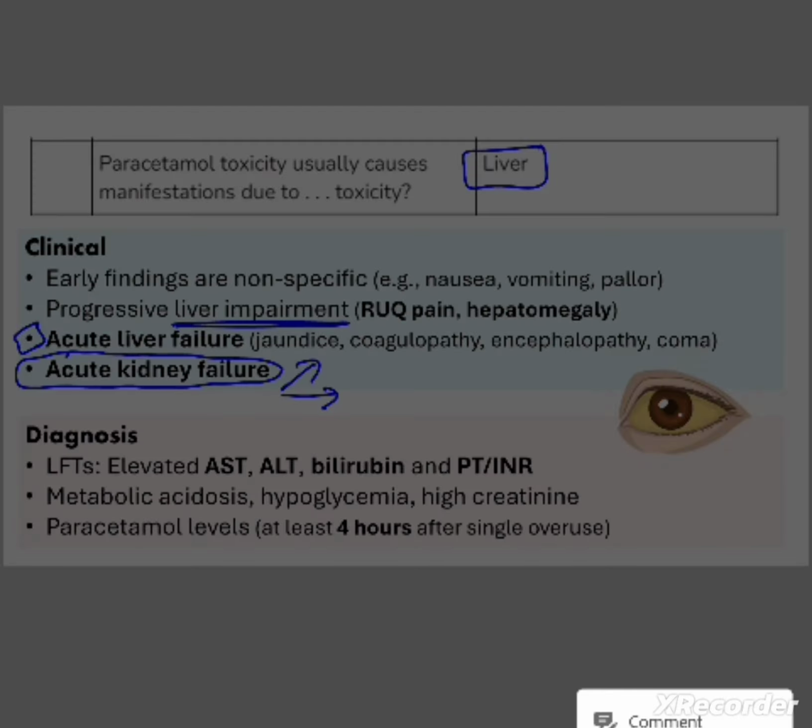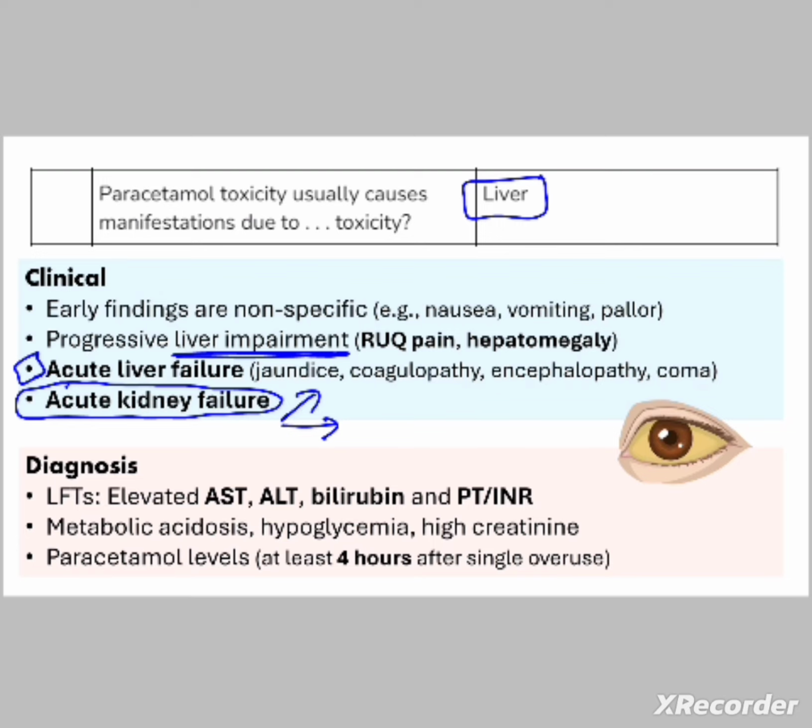If you suspect paracetamol poisoning, you should order first liver function test. And liver function tests will be deranged, so you should expect that the patient will develop elevated ALT, AST, bilirubin, and also PT or INR. And PT or INR indicate that there is a problem in coagulation pathway. And this point, by the way, is very important because they indicate that the problem is severe, because PT or INR reflect the synthetic pathway of the liver. And the other point is metabolic acidosis, hypoglycemia, high creatinine.